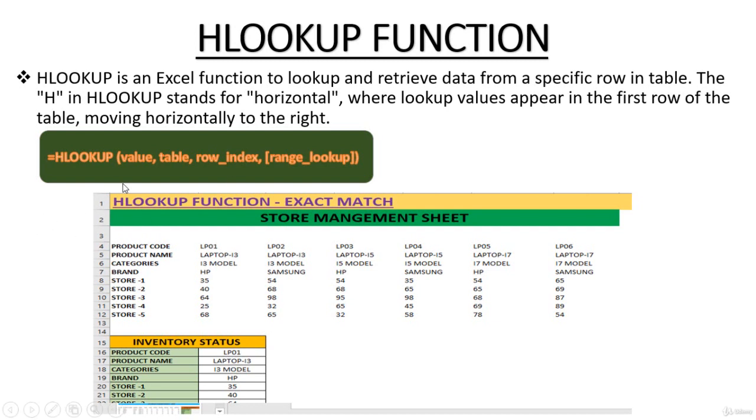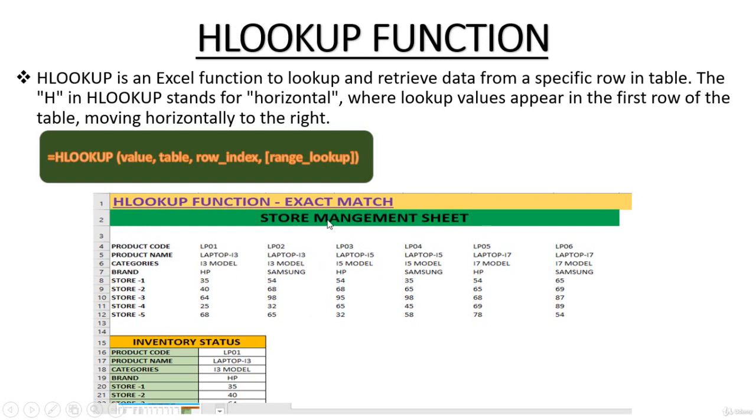The second is the table array. We have to select the table. Third is the row index. In the Vlookup function it is the column index, but here we have to enter the row index. After that is the range lookup. If you want an exact match, we select exact. If you want an approximate match, you can choose the approximate match. This is the example we are going to look at in the practical section.